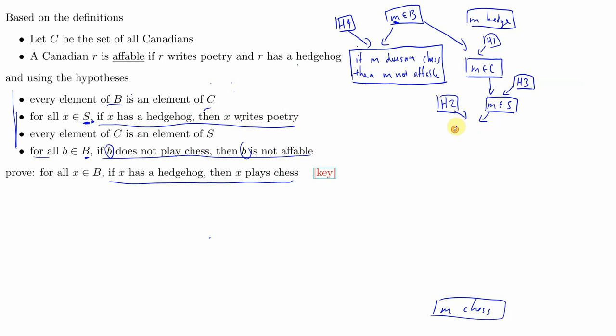So I'll write in here if M has a hedgehog, then M writes poetry. I'll just abbreviate it like this, M poetry. So I hope you have a thing that looks like this. There should be no for all in that particular box right here. And then, take a look. Now that we have M has a hedgehog together, we have if M has a hedgehog, then M writes poetry together with M has a hedgehog. These two things together give us M writes poetry.